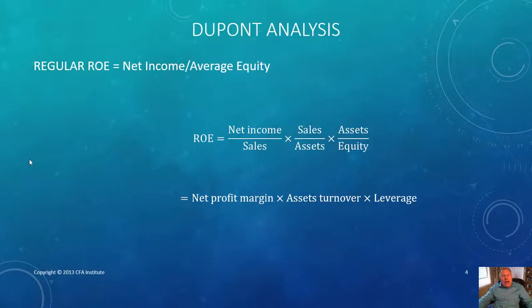If we come back, this is a way of breaking it down. So here's the regular ROE, return on equity, where you take net income divided by average equity. Then ROE equals net income divided by sales, sales divided by assets, assets divided by equity. So what we end up with then is net profit margin times asset turnover times leverage.